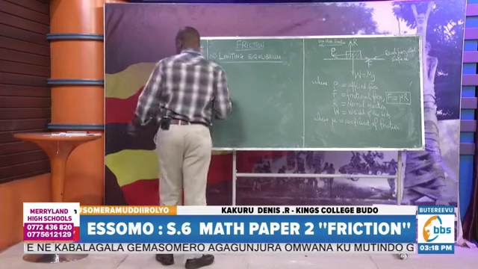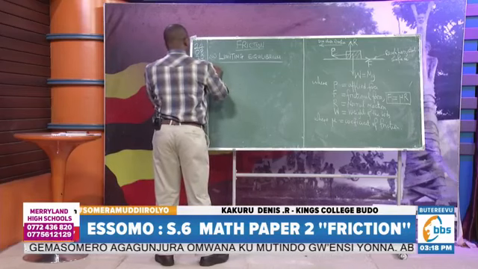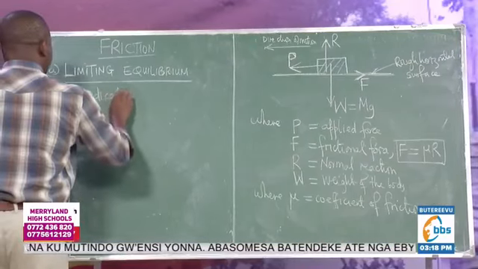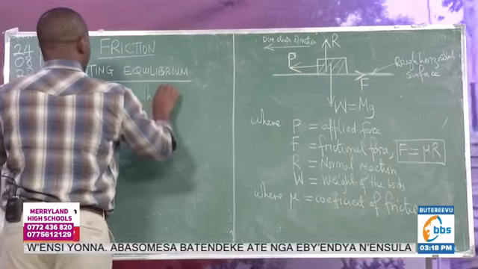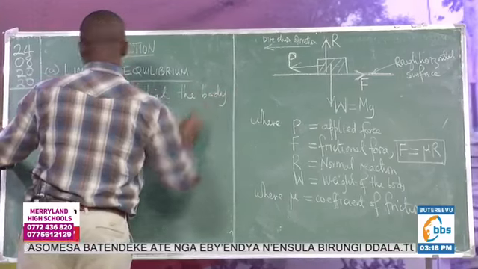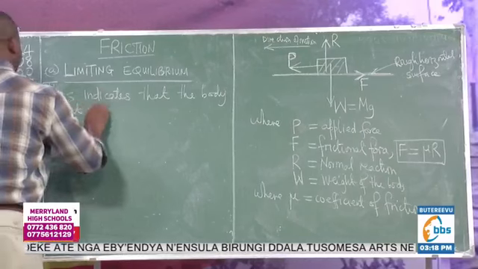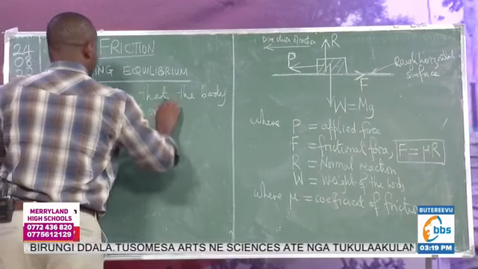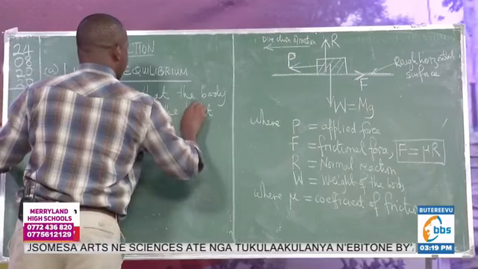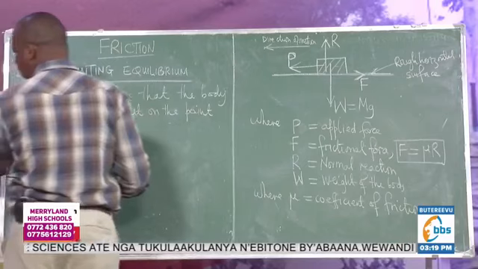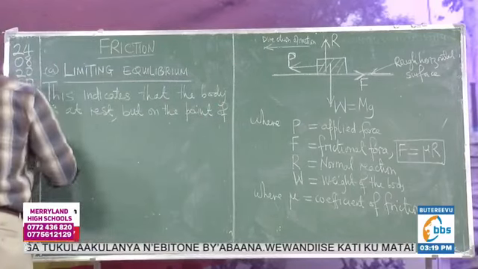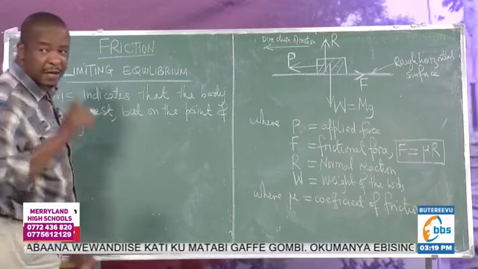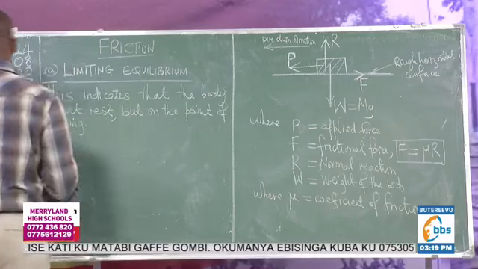Now, limiting, we are saying it comes from the word limit. So we can say that limiting equilibrium, I will use this to represent limiting equilibrium, indicates that the body is at rest, but on the point of moving. Limiting equilibrium is a statement that we use to indicate that the body is at rest, but it is on a point where it wants to start moving.